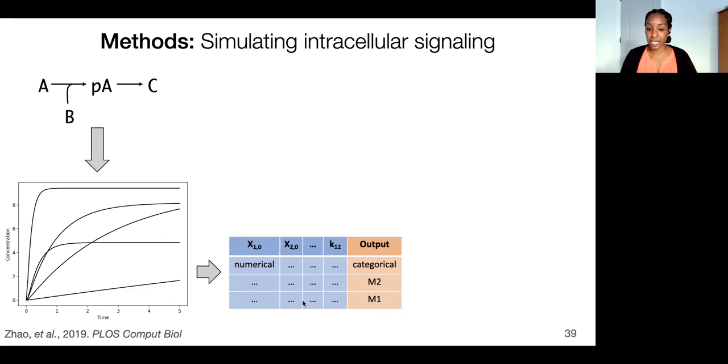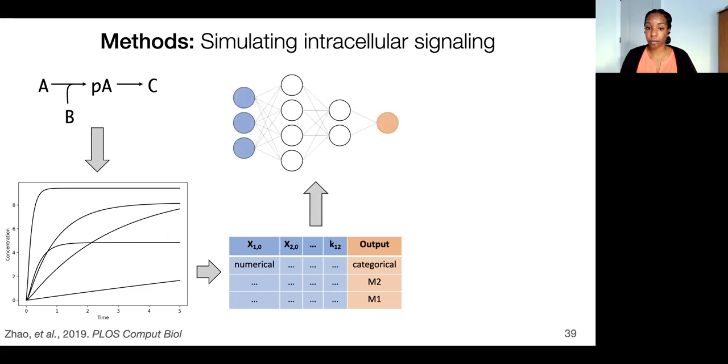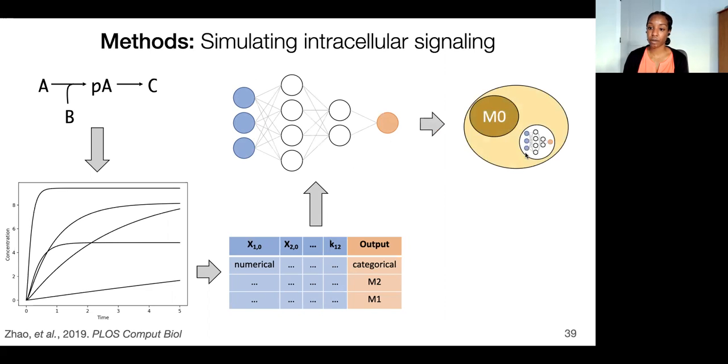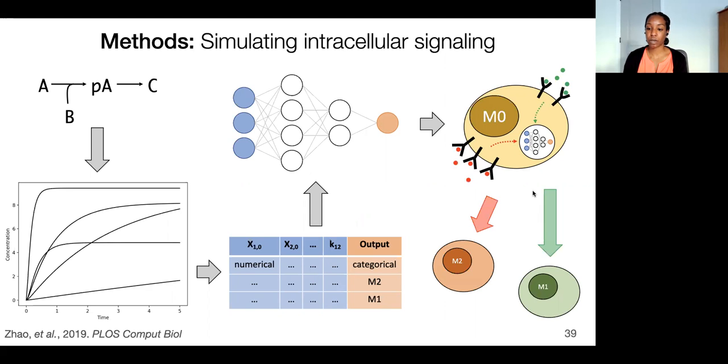So we take the simulated data set, we have this categorical output, and then we encode it using a neural network. So the inputs now are the signaling species that influence M2 and M1. The output is the categorical response. We can encode it with this neural network and then embed the neural network into each of our macrophage agents. And so this is the way that we account for intracellular signaling and how the macrophages would take in IL-4 or take in interferon gamma, process it through this neural network, and then make the binary response to go towards an M2 or an M1 phenotype.